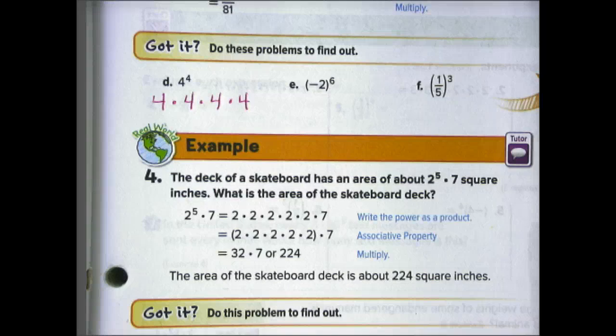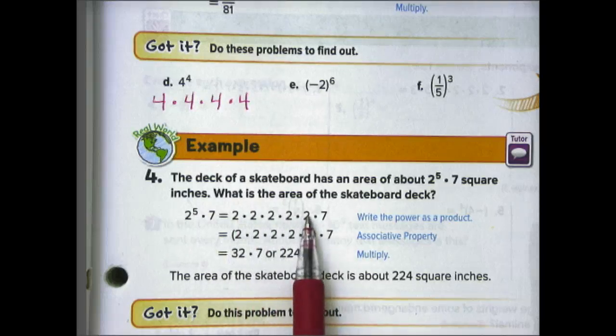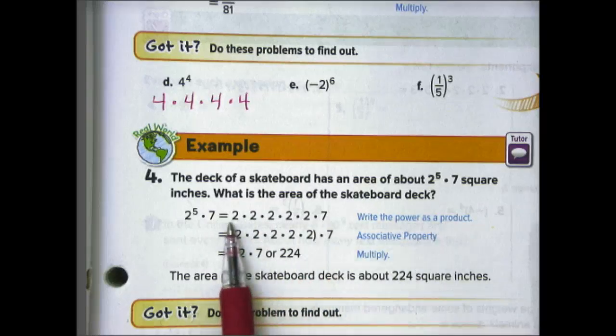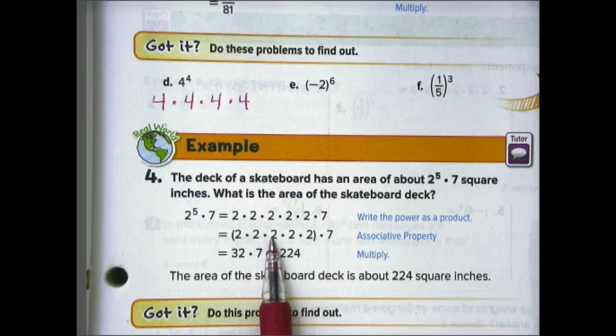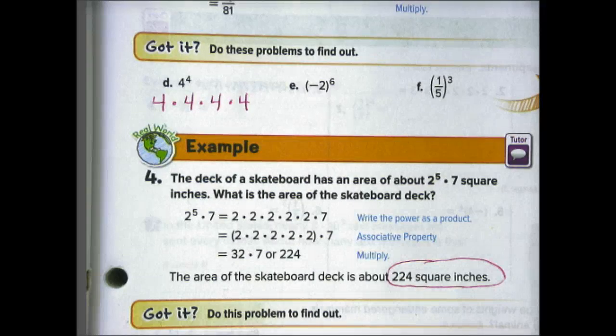Okay, let's look at example 4 on page 17. The deck of a skateboard has an area of about 2 to the 5th power times 7 square inches. Remember that area is always in units squared. What is the area of the skateboard deck? Well, we would take 2 to the 5th times 7. So 2 times 2 times 2 times 2 times 2 times 7. So we're writing that power as a product. We're going to multiply it out. When we multiply our 2's together, 2 times 2 is 4, times 2 is 8, times 2 is 16, times 2 is 32. So we get 32 times 7, or 224 square inches. So the deck of the skateboard is about 224 square inches.